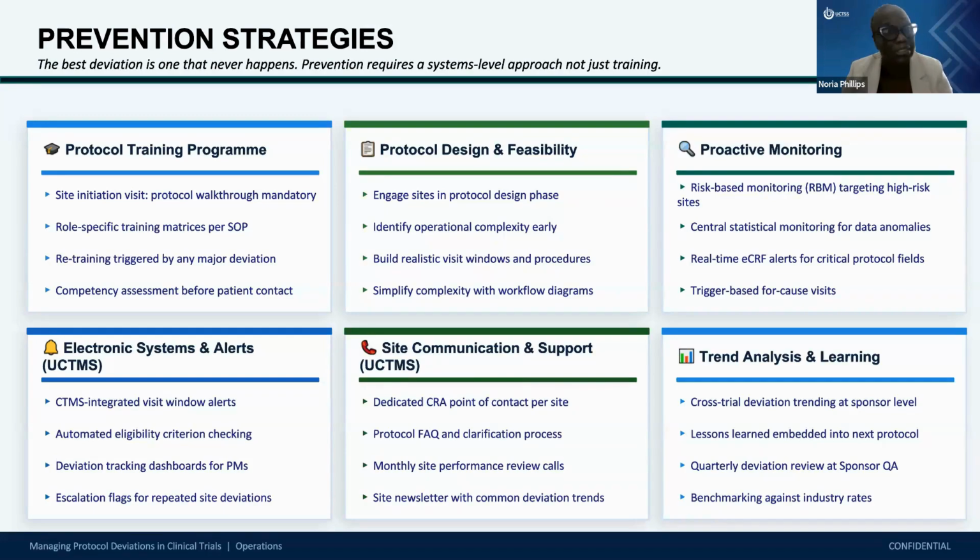So things like protocol training program, this is usually required from the start of the study. Middle study as well is required. When you have a new staff member or new team member, it is also required. So that cannot be overemphasized. Role specific training matrices per SOP, retraining triggered by any major deviation, competency assessment before patient contact. All of these are required. And also one of the things that's mandated with most of the protocols that I've seen today is that you provide things like checklists, so that as the site staff are working or as the CRAs are working, there's a checklist there, because our brain can't house everything and systems can also break down or you can have issues with technology. So that's something that's also very useful.